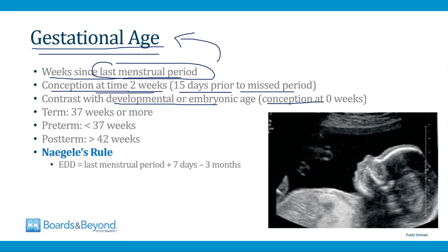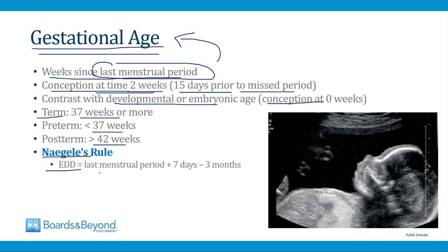And based on this concept of gestational age, a baby is born at term if it's born at 37 weeks or more. Preterm babies are born before 37 weeks, and post-term babies are born after 42 weeks. And also based on the last menstrual period, you can use what's known as Naegele's rule to determine the estimated date of delivery.